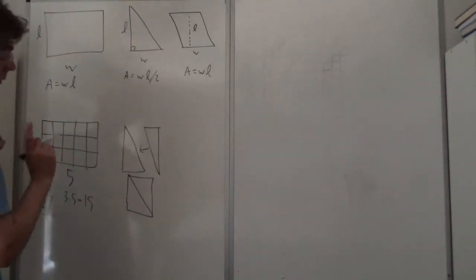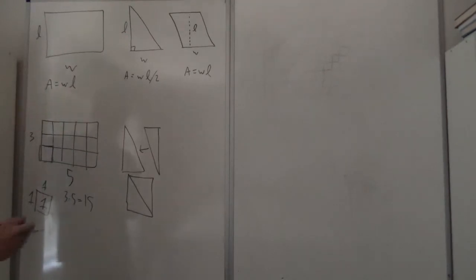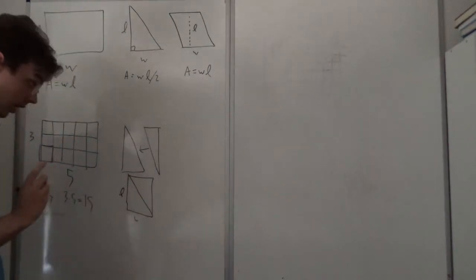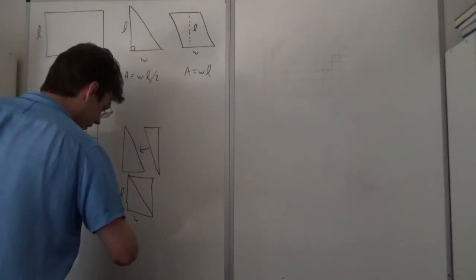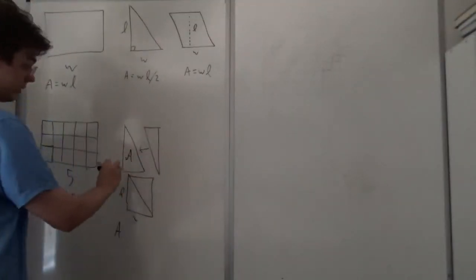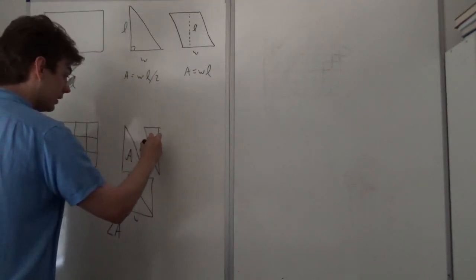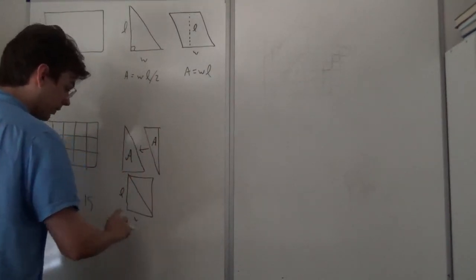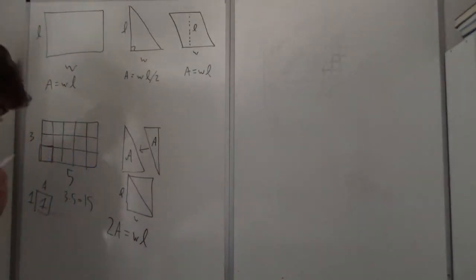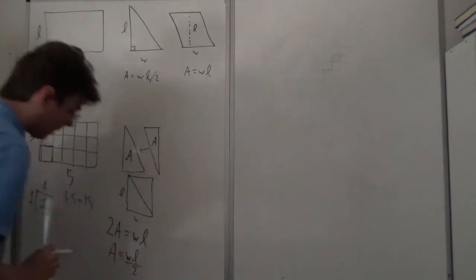And we know, I know what the area of a rectangle is. That's width times length. So this is width, length, this is width, length. Then I see, if this is the area I'm interested in, the area of this triangle, then two of those, this one and that one, equal the area of this rectangle, which is width times length. Therefore, area equals width times length over 2. Great.